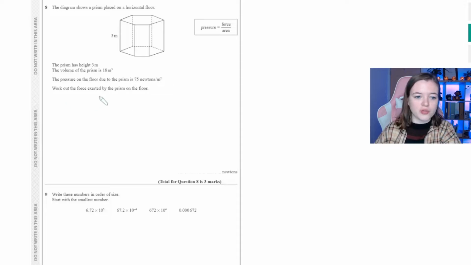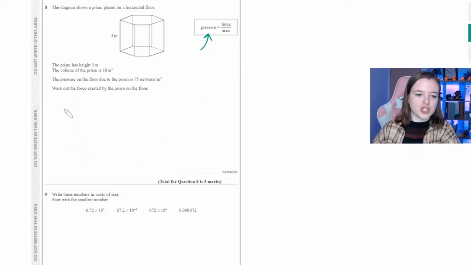Work out the force exerted by the prism on the floor. Okie dokie then. Right. Well, we've been given an equation. What I would do first is figure out why on earth we've been given it. Let's put our numbers in, see what we're missing.